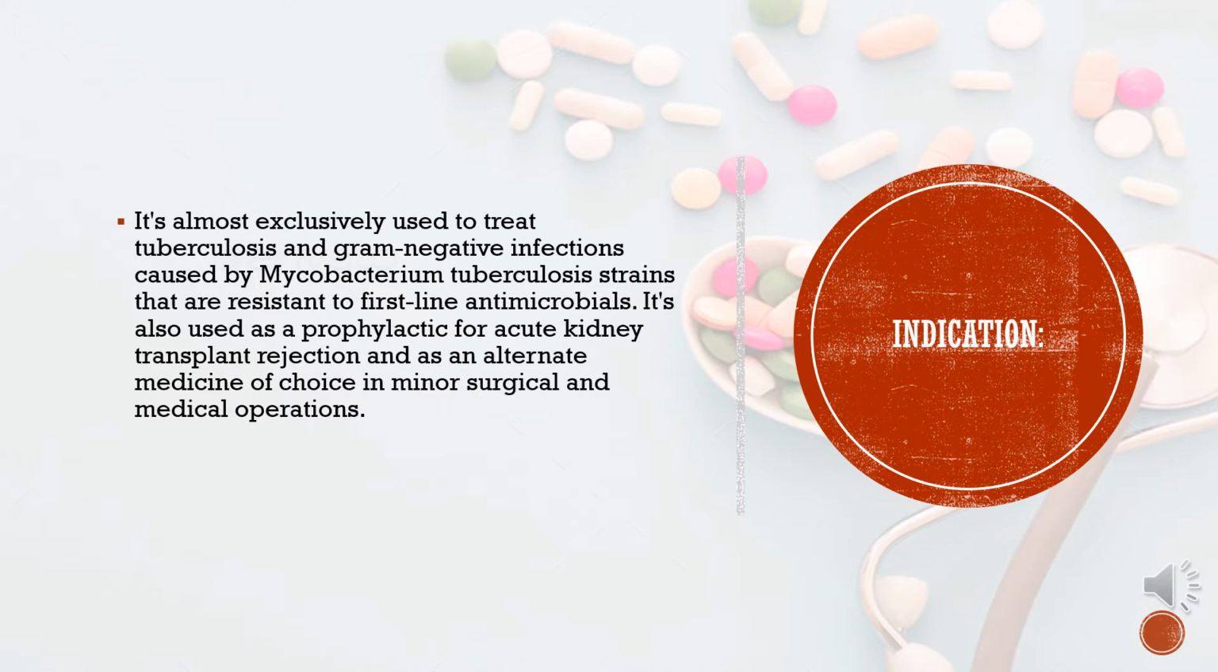Indications. So cycloserine is most commonly used in treating tuberculosis. Basically it is indicated for treating tuberculosis and gram-negative infections that are caused by Mycobacterium tuberculosis. Cycloserine is mostly used as a second line agent for treating tuberculosis when the patient is showing resistance to first line agents. It is also used to prevent kidney transplant rejection. The other use is that it is also an alternate choice of drug in minor surgeries.